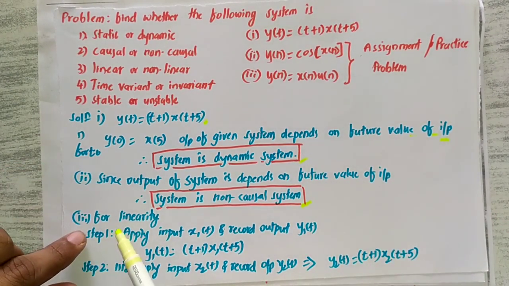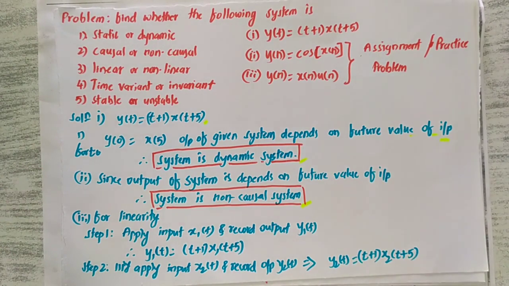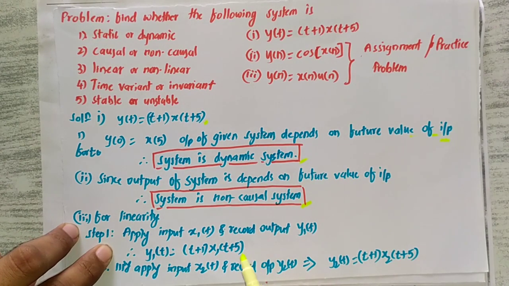Next it is about linearity and non-linearity. The steps to check linearity that we have done previously, we will do for this also. What is step 1? We need to look for the response of the system for input x1 of t. The input x1 of t we apply, and the output is y1 of t, which we will note.